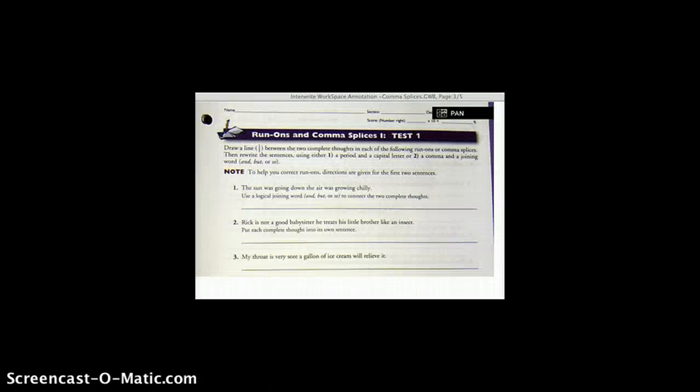Now turn to page 41. Let's take a look at run-on and comma splices and how to fix them. Draw a line vertically between two complete thoughts in each of the following run-on or comma splices. Then rewrite the sentences using either 1, a period and a capital letter, or 2, a comma and a joining word, such as and, but, or so. To help you correct run-ons, directions are given for the first two sentences. The sun was going down, and the air was growing chilly. Use a logical joining word such as and, but, or so to connect the two complete thoughts.